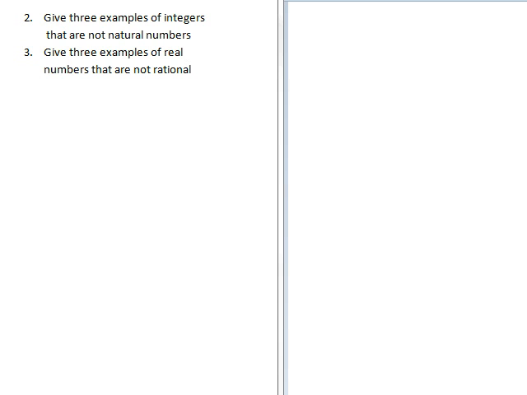Okay guys, so now what we're going to do is take a look at questions 2 and 3. Question 2 asks us to give 3 examples of integers that are not natural numbers. So let's think about what our natural numbers are.